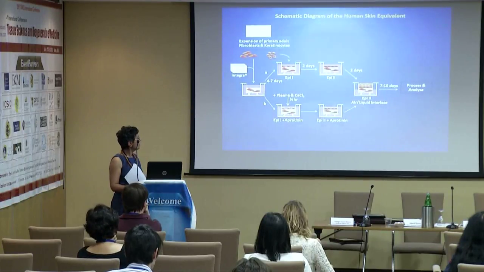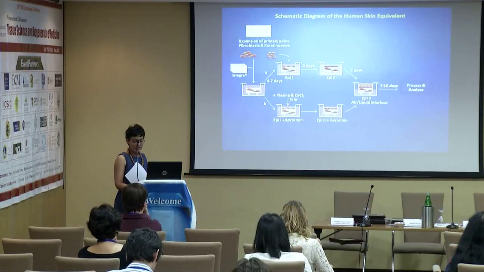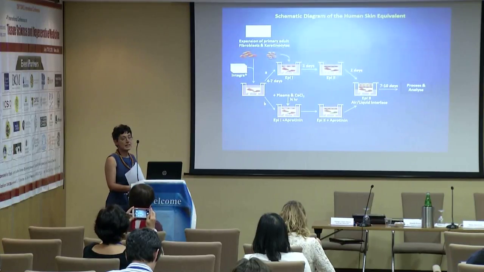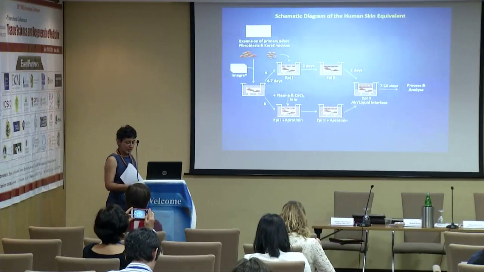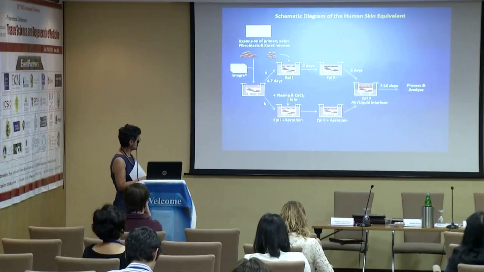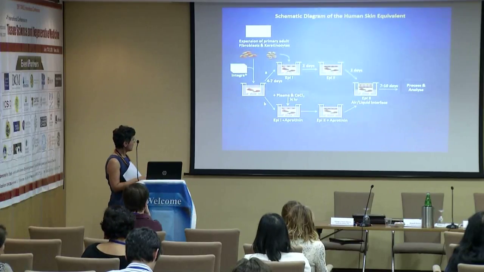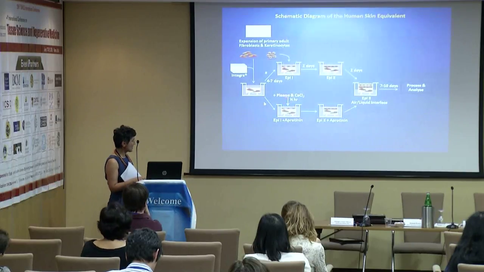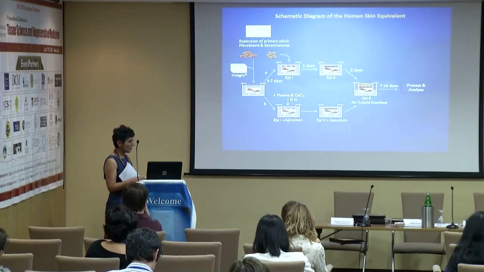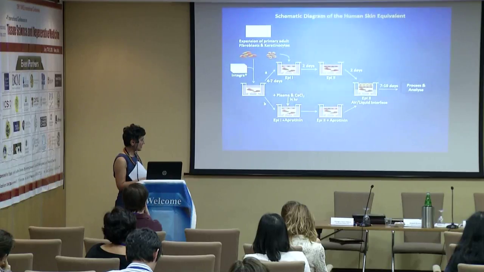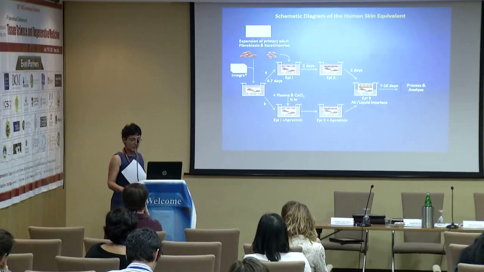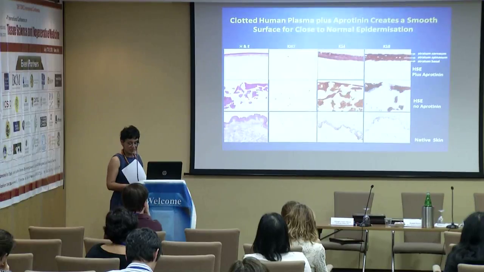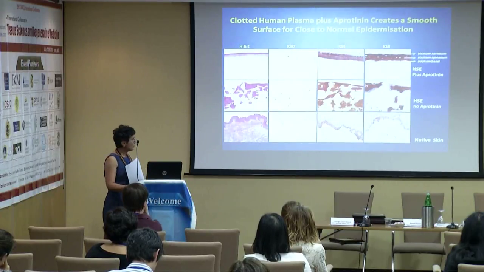So we came up with this novel methodology that is clinically applicable, and you can use it for basically any porous matrix other than Integra. And that is, once the fibroblasts are populated within the Integra, just prior to addition of the keratinocytes, human plasma is clotted into the matrix to provide a smooth surface for seeding the keratinocytes, which then go on and make a neoepidermis. This way, we improved the morphology of the skin.